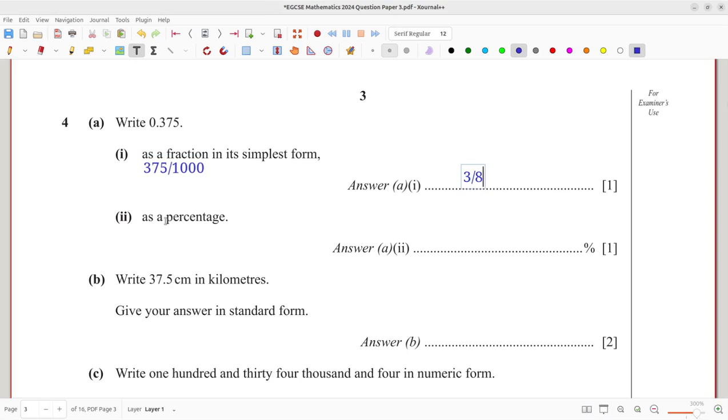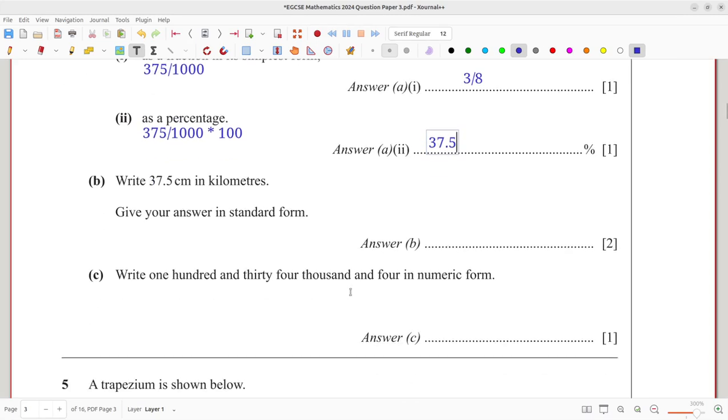As a percentage, just say 375 over 1,000. Multiply by 100. The 2 zeros are going to chop. And then you are getting your 37.5%. Next question.